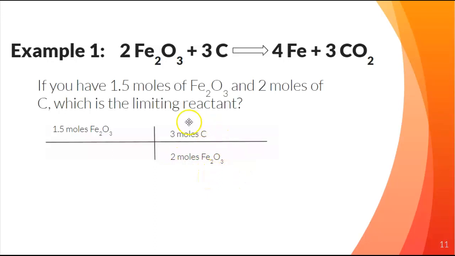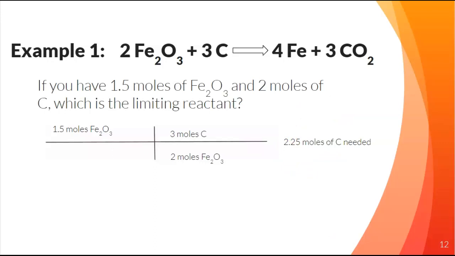I want to figure out how many moles of carbon I would need, so that's going to go on top. My 2 here comes from this 2 coefficient. My 3 here comes from this coefficient of a 3. Okay, so my math is going to be 1.5 times 3, and then you divide that number by 2. When we do that, we get 2.25 moles of carbon needed. So if I start with 1.5 moles of iron 3 oxide, I'm going to need 2.25 moles of carbon.